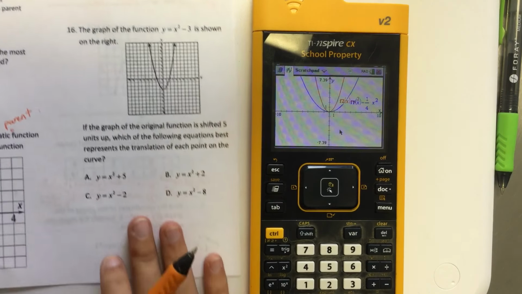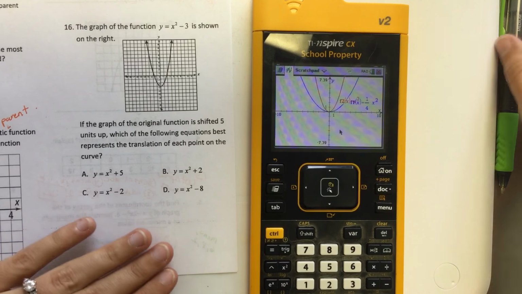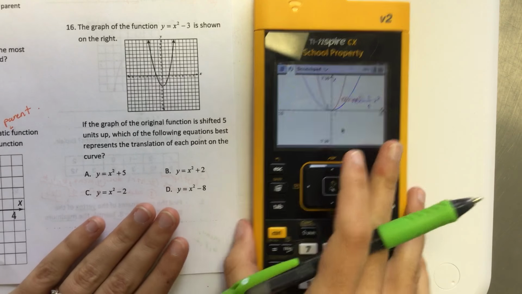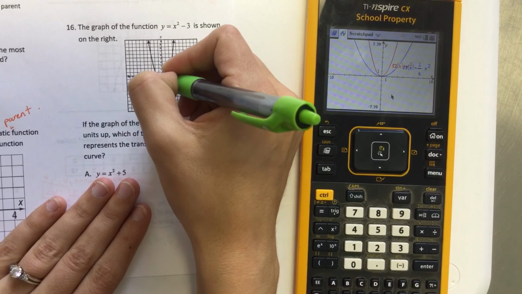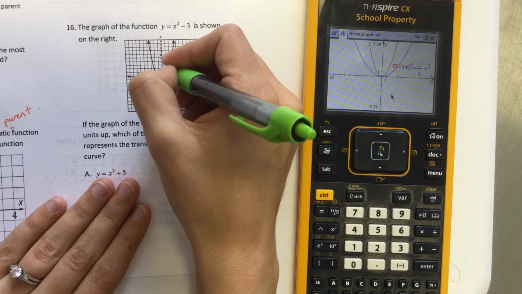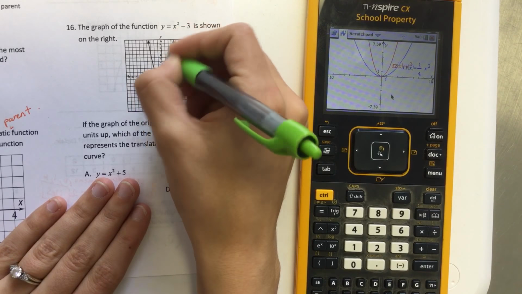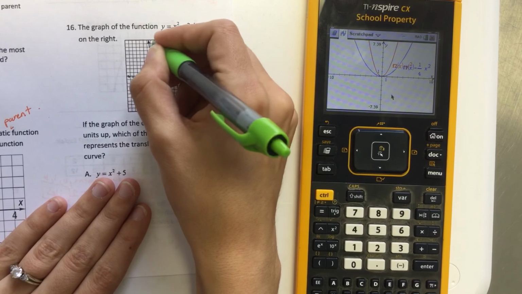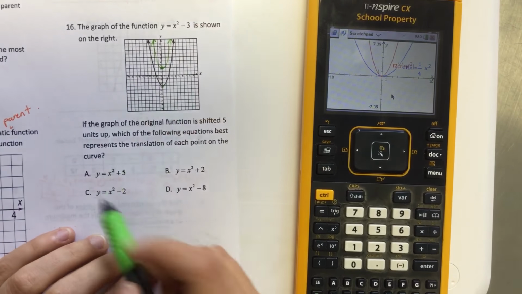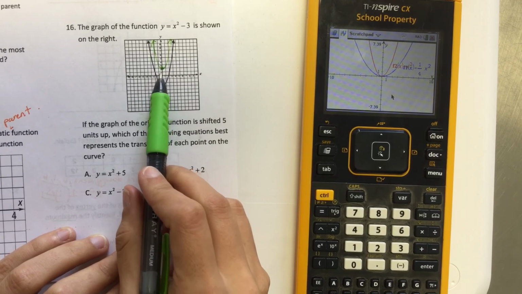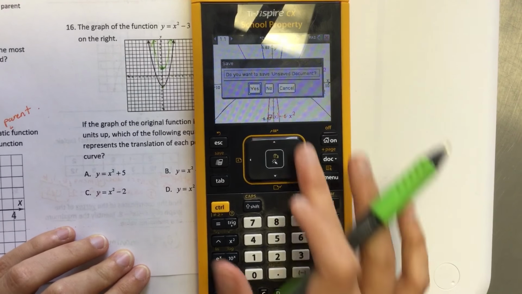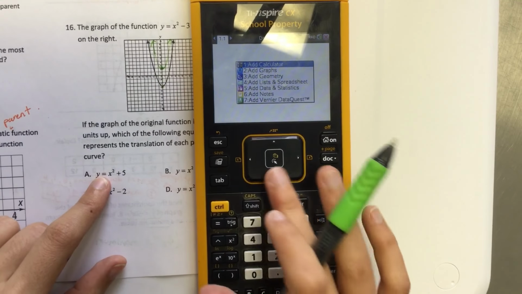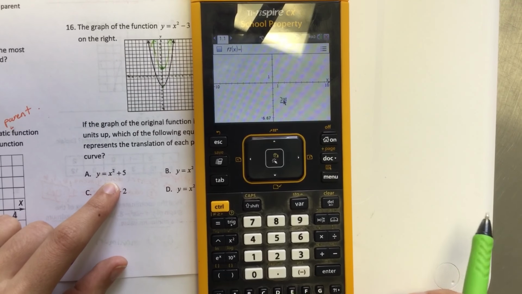All right, number 16. It says the graph of that is shown. What happens if it shifted up 5? So from this point, I need to go up 1, 2, 3, 4, 5. That would put me right there. So I'm trying to figure out which one of these equations will match this graph. So I can just use my calculator and graph these equations to see which one will match.